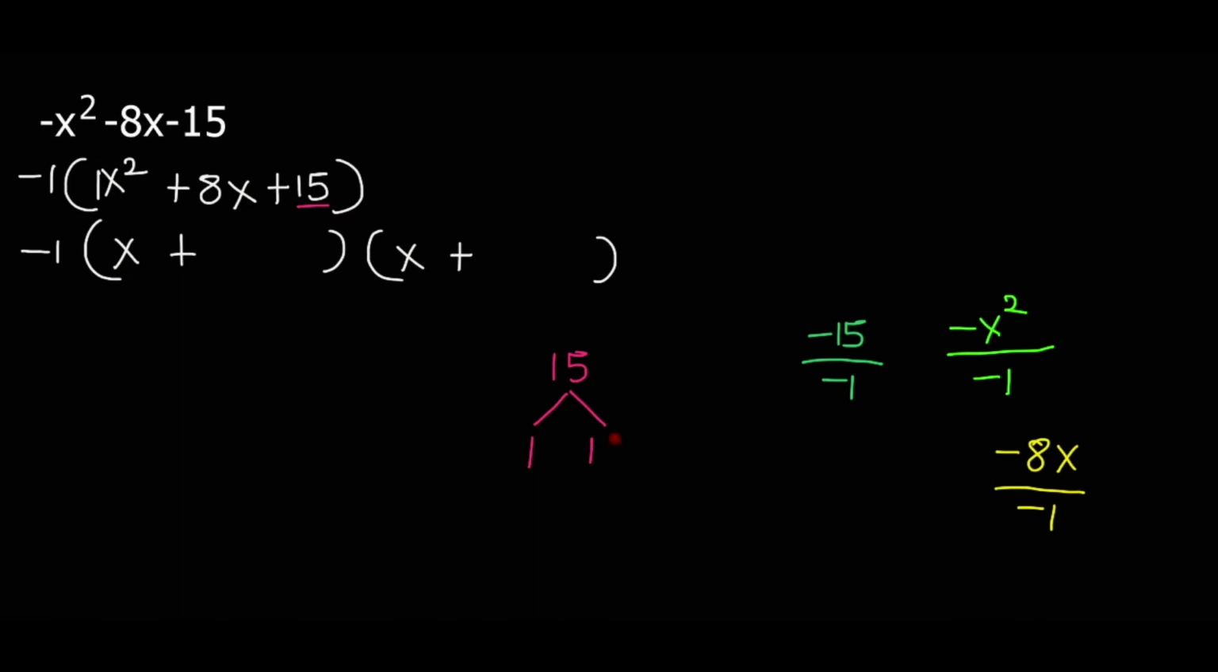15 divided by 1 is 15, and then 15 divided by 2 is not a factor, so we look at the next one. 15 divided by 3 is 5. I think the factors of 15 are 1, 15, 3, 5. From here we look for two numbers that multiply to give the constant and add to give the middle term. I think it is 3 and 5. From here write 5 and then write 3, and then this is our answer. This -1 we leave it outside the bracket, so this is our answer.